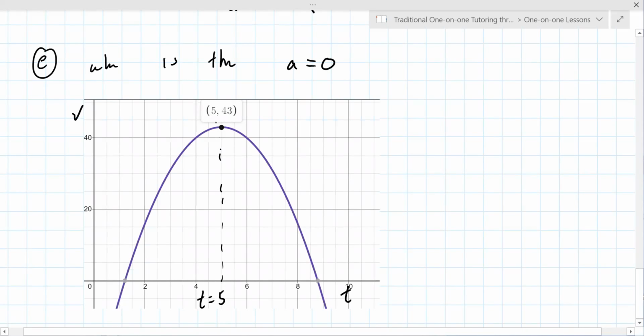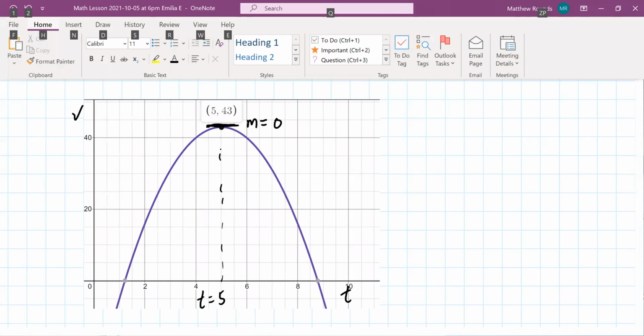So what is the slope here at this top? 0. And that's because acceleration is the slope of the velocity. You may not have the equation; you might be given the graph. All right, great. That closes out that question. Moving on to example 3.